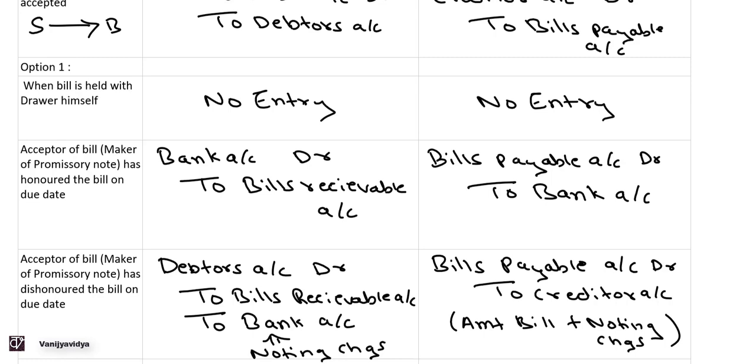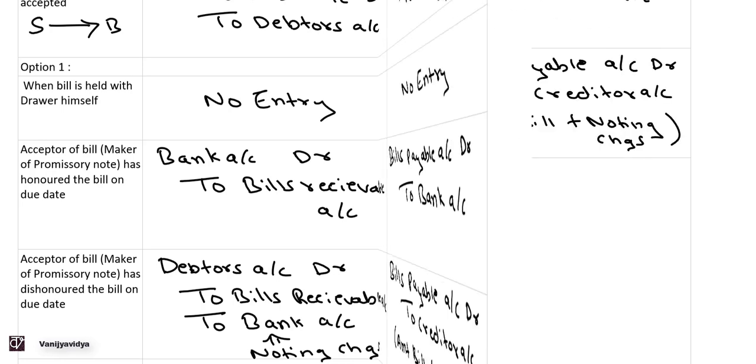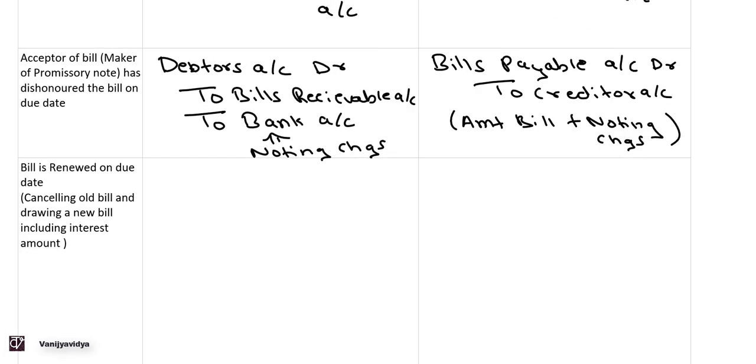And since the bills payable has been dishonored, it is cancelled and the liability is transferred to the creditor account. Next, now the bill is renewed on the due date, that is cancelling the old bill and drawing a new bill including the interest amount. Now the bill in the books of drawer has been held by the drawer himself till the due date. Now what has happened, there is a renewal of the bill. So in case of renewal of the bill, the old bill will be cancelled.